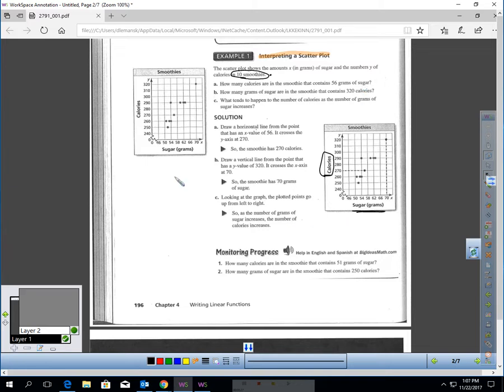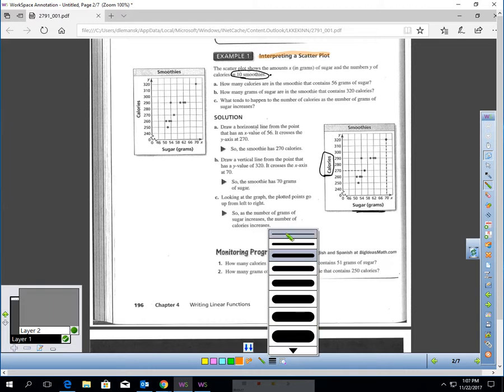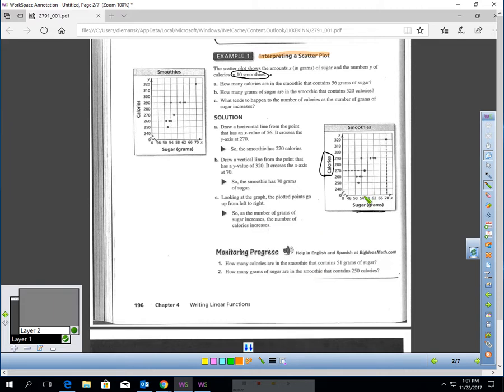How many calories are in the smoothie that contains 56 grams of sugar? Well, let's read that. Let me take a highlighter and try to point that out. So 56 grams would be about right here. And if I go straight up, that means that smoothie must have had about 270 calories. How many grams of sugar are in the smoothie that contains 320 calories? Let me find 320 calories on my graph. It's right here. Okay, so that smoothie must have had 70 grams of sugar.